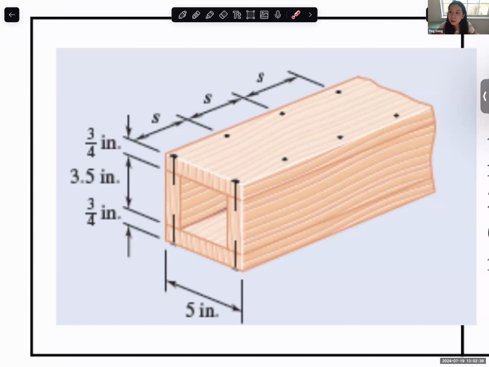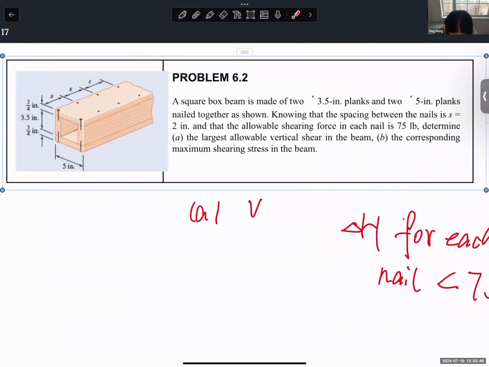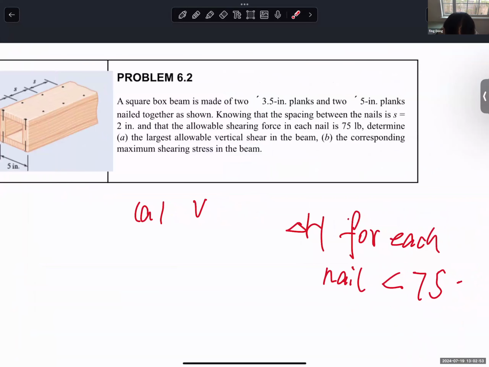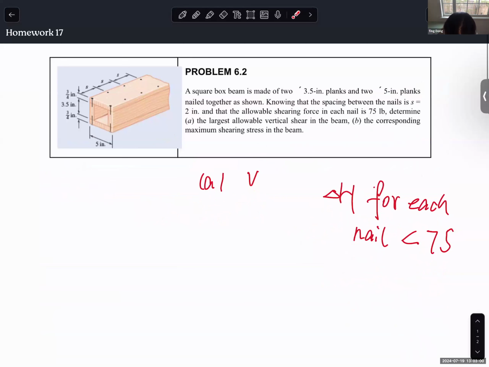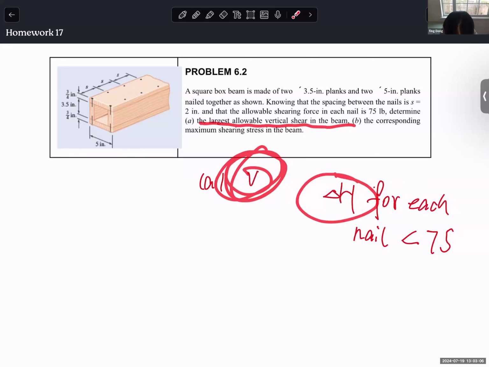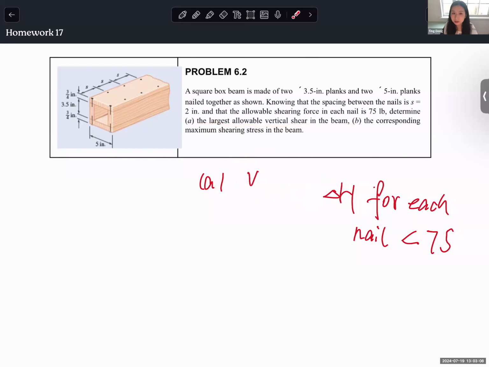So this is about the first part, considering the nails, how to make sure the nail will not fail. That's the first question: determine the largest allowable vertical shear, which you find based on the nail constraint. And then the second one is about a different thing.